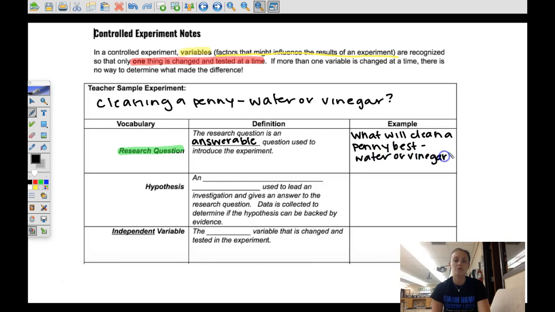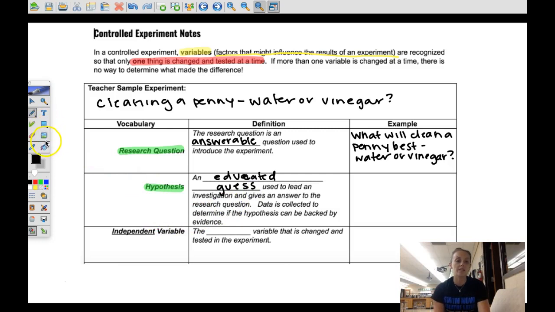And after you determine your research question, you might actually have to do some research about perhaps the property of water and vinegar, what kind of grime could be on a penny, what oxidation might be, and the properties of all of those things combined in different combinations. The reason the research question has to be answerable is that your proposed answer is your hypothesis. And a hypothesis is an educated guess. And that educated guess is used to lead your investigation and gives you an answer to the research question.